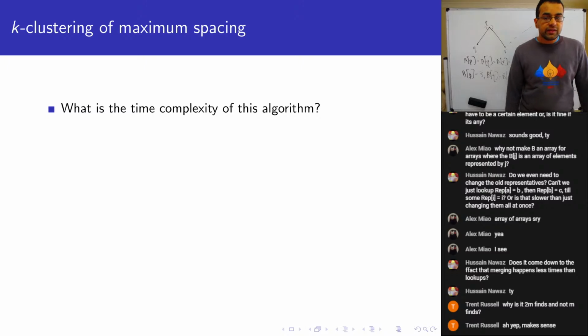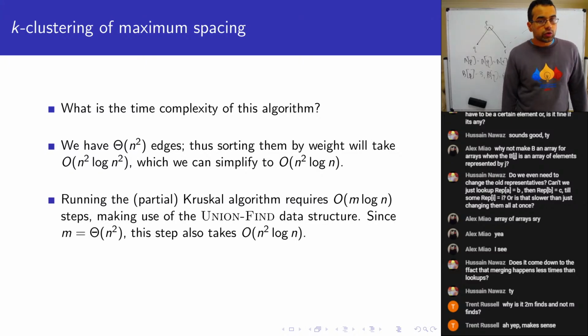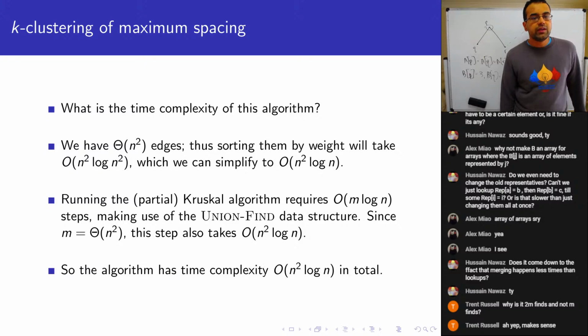The time complexity is reasonably simple to evaluate. The sorting takes n squared time. So the sorting of n squared edges takes n squared log n time. And running Kruskal's algorithm requires m log n steps. And again, the number of edges here is n squared. So this takes, again, n squared log n. So the total time complexity is n squared log n.